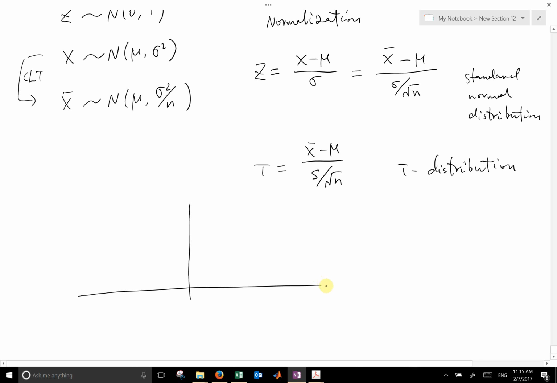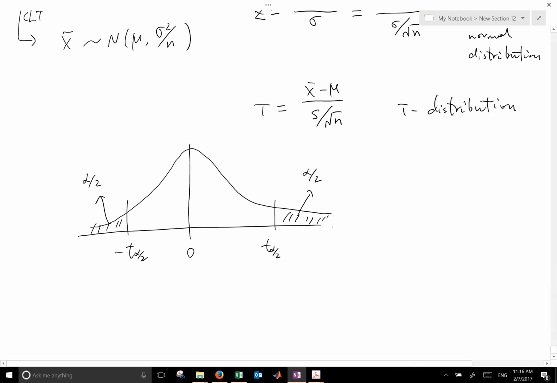Now, for the t distribution, this is the shape, and we have 0 over here too. This will be t alpha over 2, and this will be alpha over 2. And this will be alpha over 2 and minus t alpha over 2.